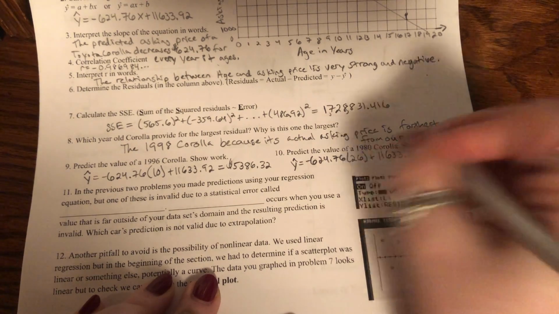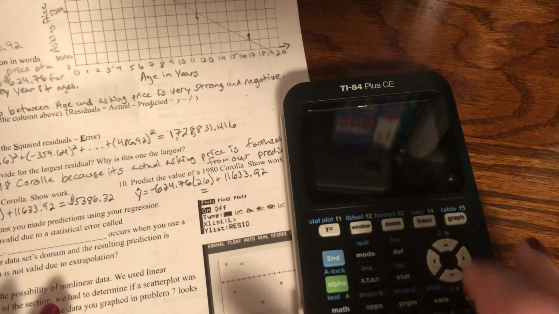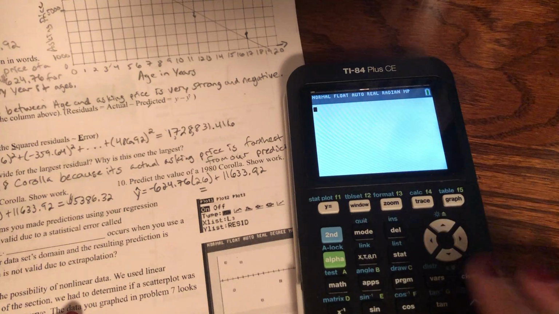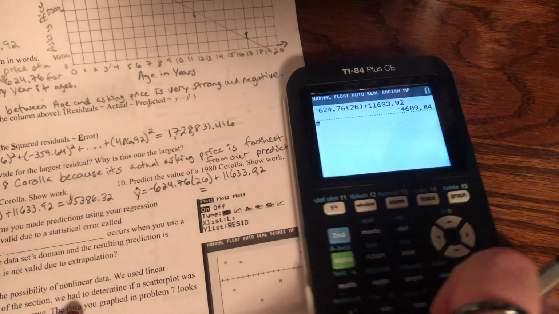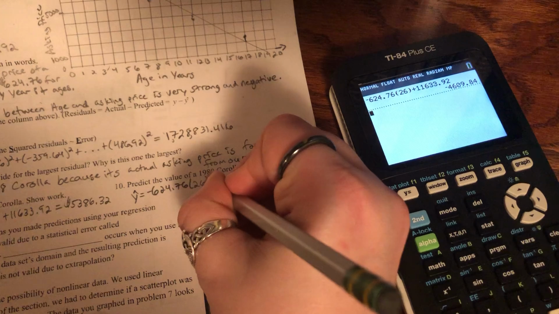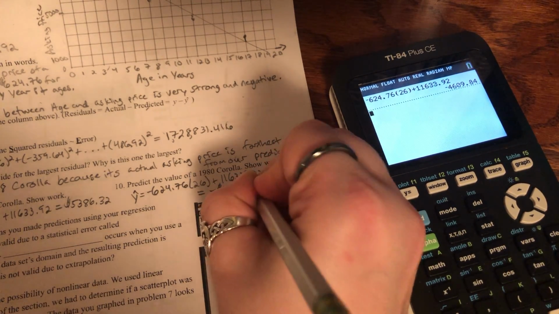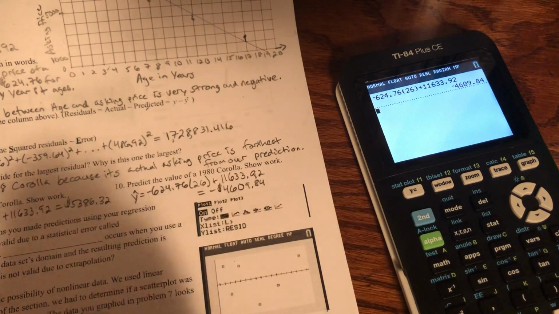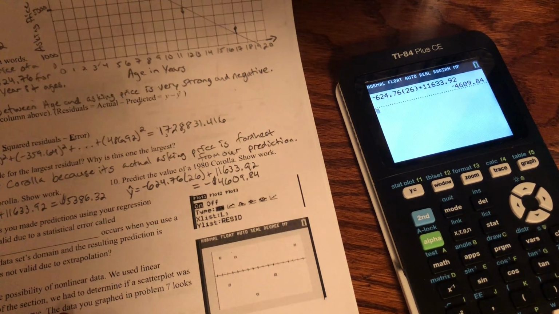633.92. And this is going to be, ooh, okay, let me show you this one, because we get a really weird answer. Negative 624.76 times 26 plus 11,633.92. We actually get a negative number. Now, hopefully that negative number is sending warning bells through your head, because that would mean that someone's paying you to take the vehicle, and they're paying you just over $4,500. Now, that doesn't seem very realistic.